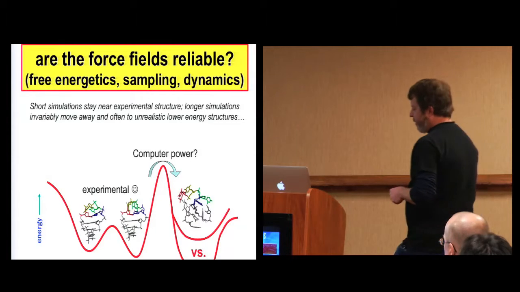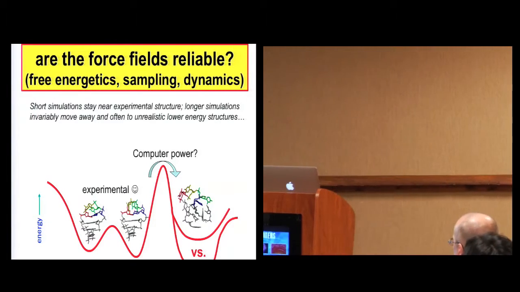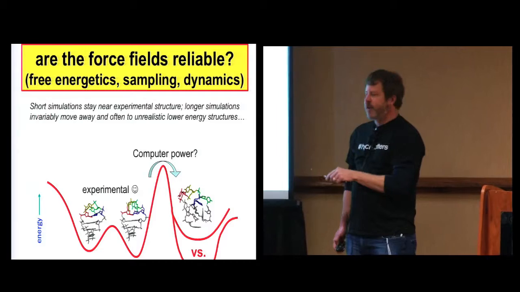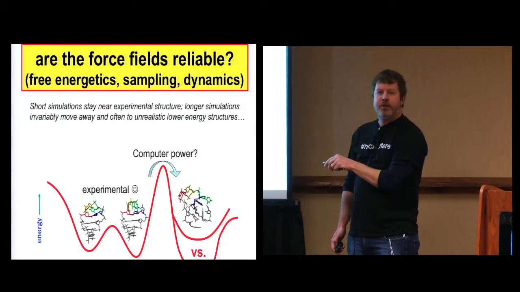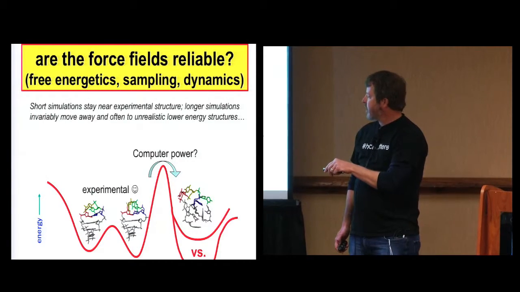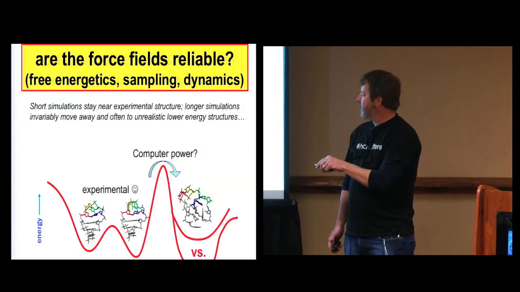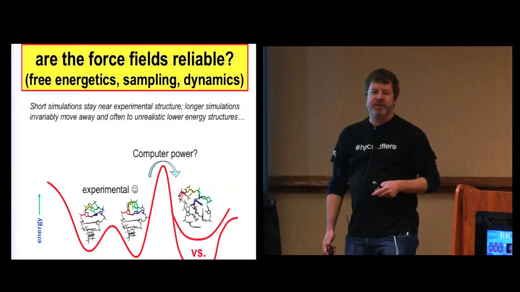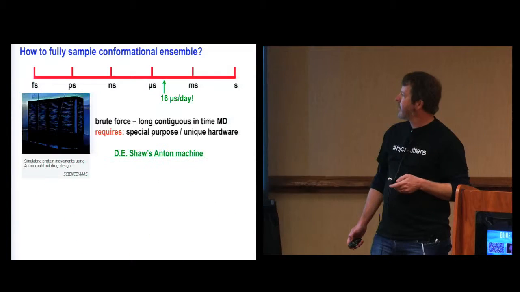So I already mentioned this. If we run a short simulation, you tend to stay near the experimental structure. Invariably, when we went further, we went to something new. Your hope is that this new structure is higher energy than what we know from experiment, and you'll come back eventually, but often the case, it turns out this anomalous structure is in fact more stable than the native.